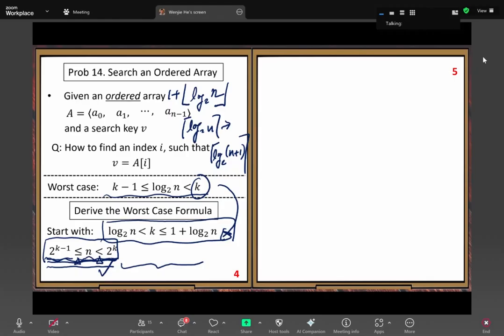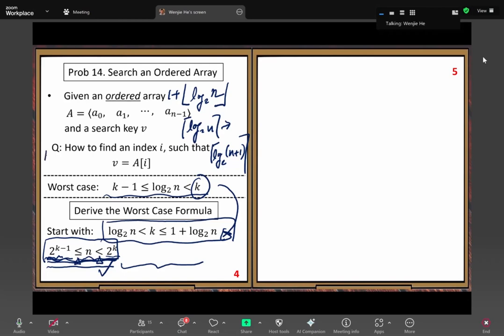Then we can view this inequality in a special way. This inequality actually provides us the lower bound and upper bound for n. The lower bound is this one, and the upper bound is this one. So now let's view this inequality in this special way.